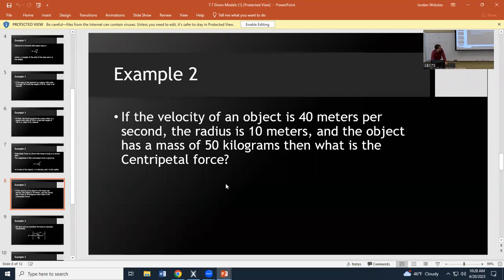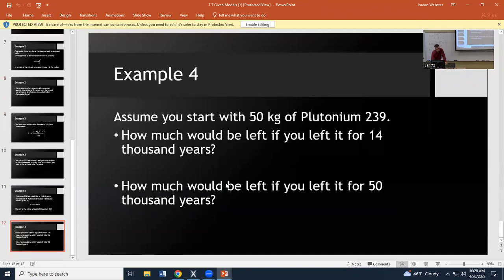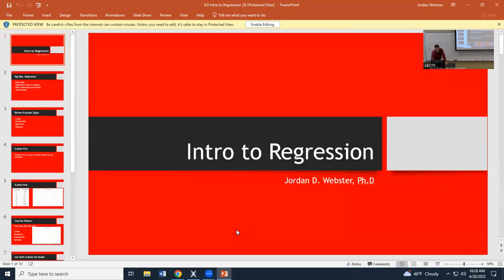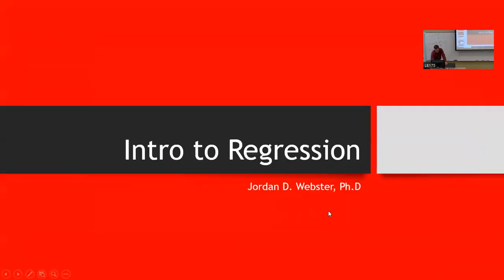And so that's the end of chapter 7. Chapter 7 was algebraic models, and we either built them or were given them based on the information in the problem, based on how the situation worked. Okay.